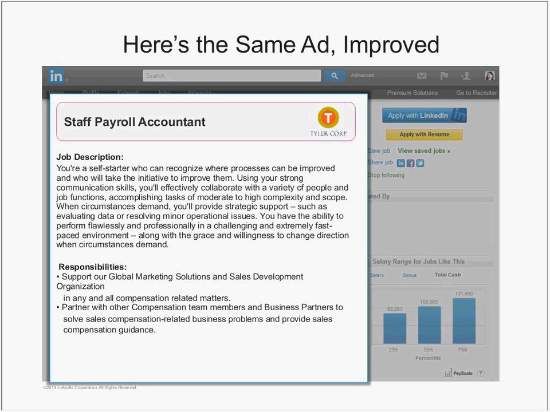So Compton, I think a great point to bring up here is that there's immediate personalization itself, right? If I'm addressing it in the second person and I'm saying you're a self-starter who can recognize where processes can be improved and who will take the initiative to improve them, if you're a passive candidate and you open up this job, that's implanting the idea in their head right away. Well, yeah, I am that person. Using more strong communication skills, I do have strong communication skills. It's very subconscious, right? So you're definitely putting it in the mind of the candidate that they're the person this job's talking about. So you're going to get more traction there.